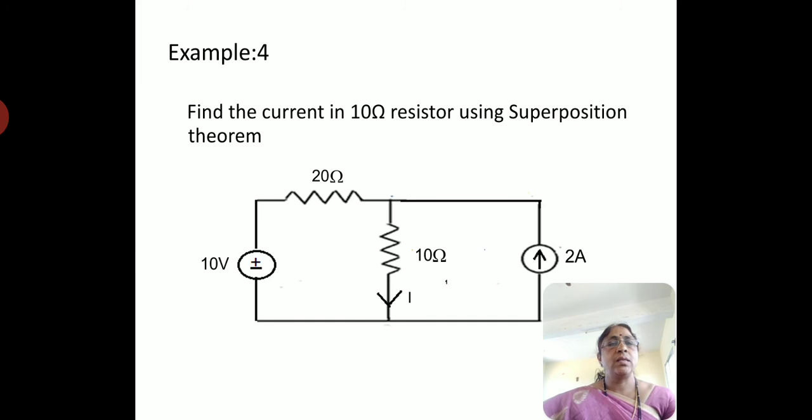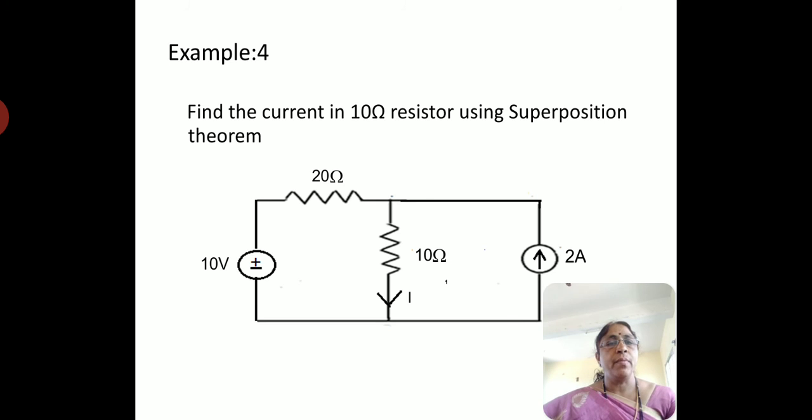So let us see the same problem. That is, find the current in the 10 ohm resistor using the superposition theorem. In example 3, we calculated the voltage across the 10 ohm. Now this circuit has one voltage source, another one a current source, and it has two resistors of 20 ohm and 10 ohm, and we have to calculate the current passing through the 10 ohm resistance.